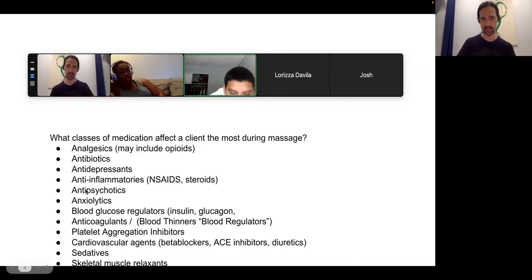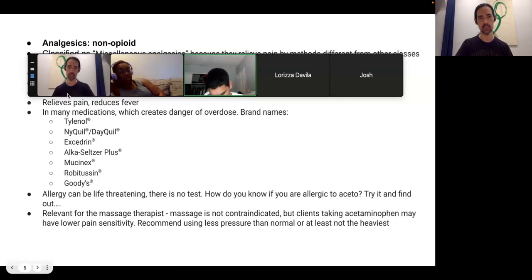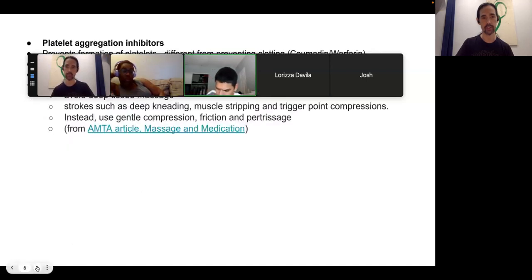There's some things here like antipsychotics. I don't think you're going to need to know those. This is really just so you can get an idea of what people are taking. So you've heard this stuff, right? When you hear ACE inhibitor, you know that it's for some kind of cardiovascular disease. Diuretics are also for cardiovascular disease, not to make someone pee. Okay. And then we went over non-opioid analgesics.